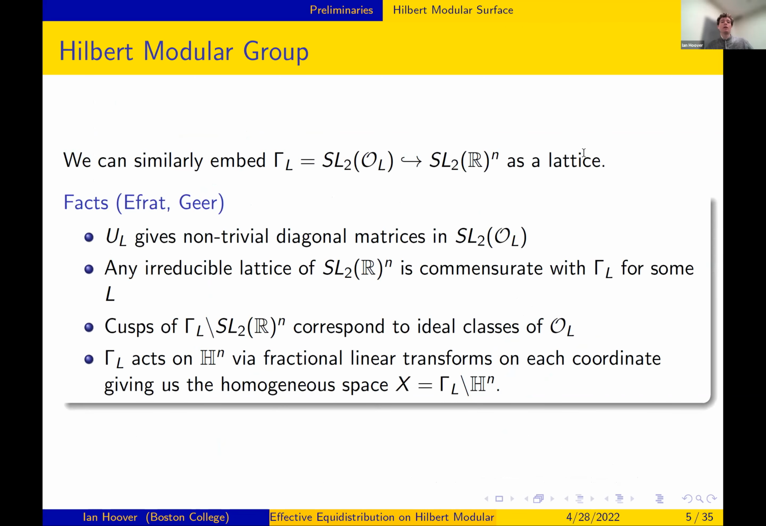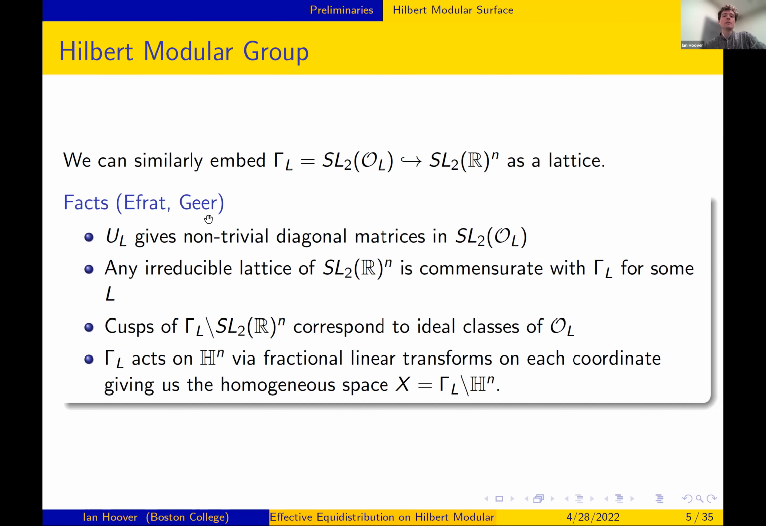So we can do the same thing with the group called the Hilbert Modular group, SL2 of our number ring. We embed it as a lattice inside SL2R to the n. And just some facts. Some of these are elementary. Some of these are less elementary. Our units give us non-trivial diagonal matrices. By definition, they have inverses. So you can make a diagonal matrix inside SL2OL with your units.